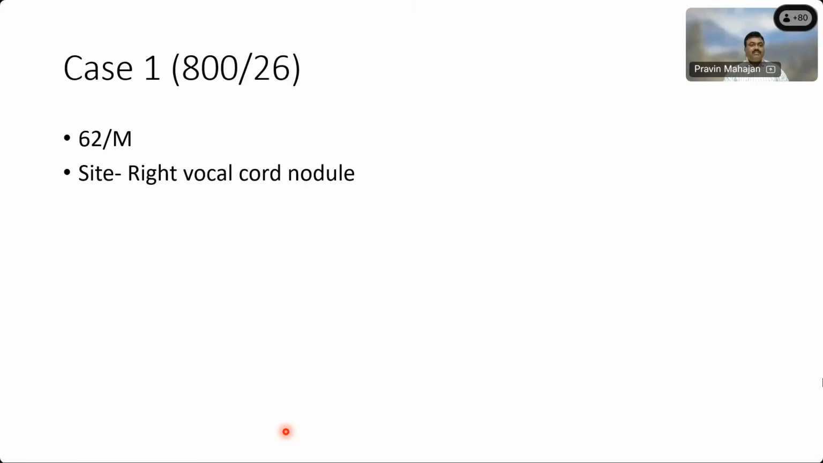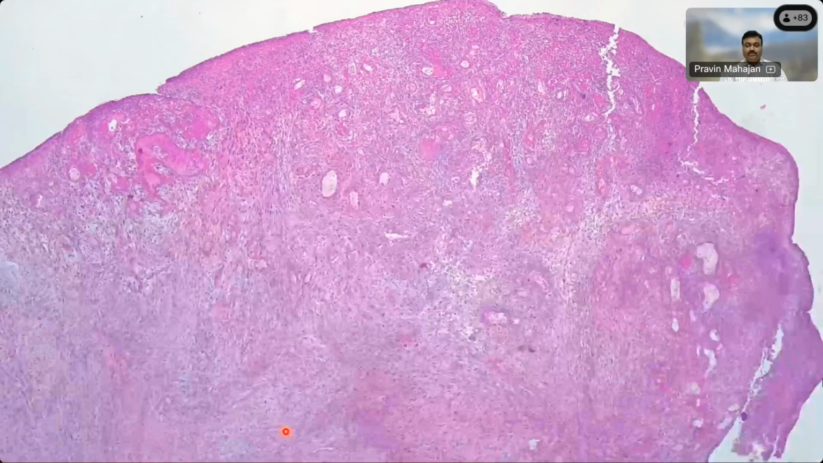Okay, so this is case one, which was a 62-year-old male with a right vocal cord nodule. In fact, the ENT surgeon who removed it thought it is a vocal cord nodule. That means it must have been an exophytic lesion, and he just removed it because the patient usually presents with hoarseness, change of voice and everything. So it must have been causing problems. So he removed it, and that's what came to us, and this is what was seen.